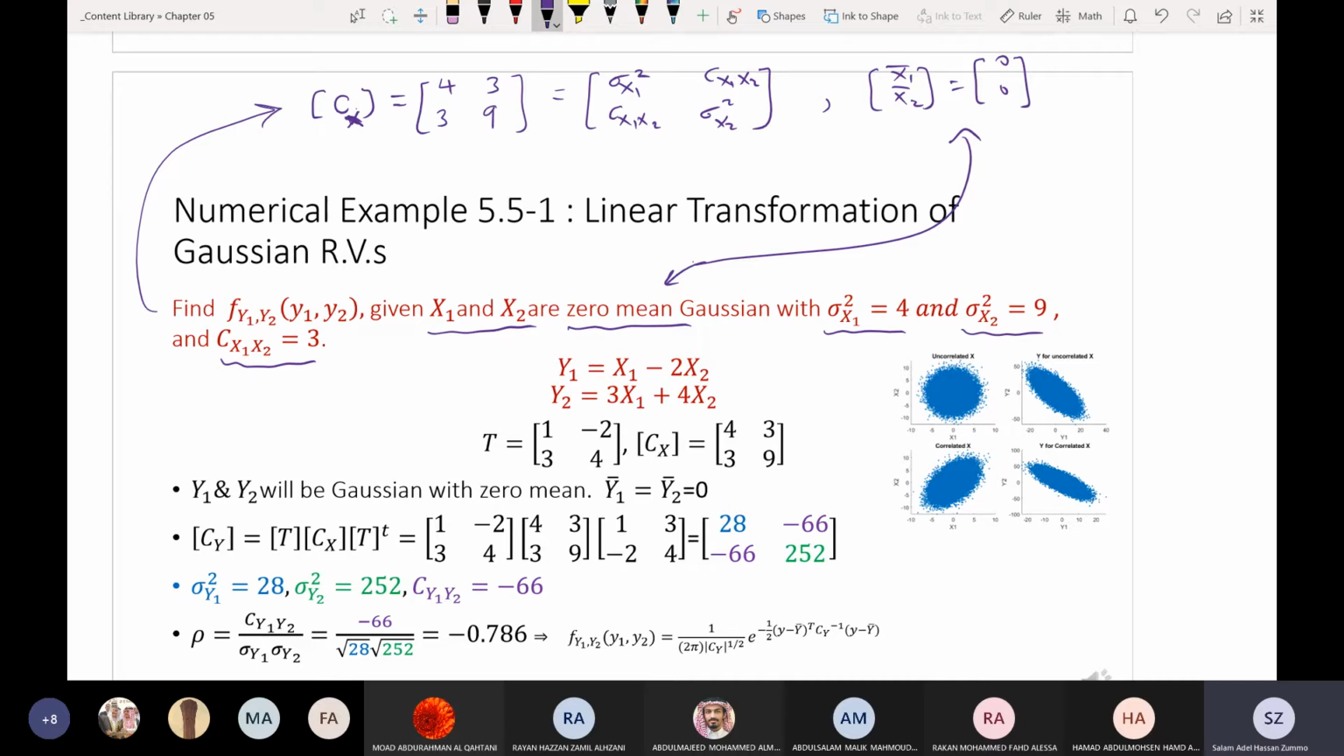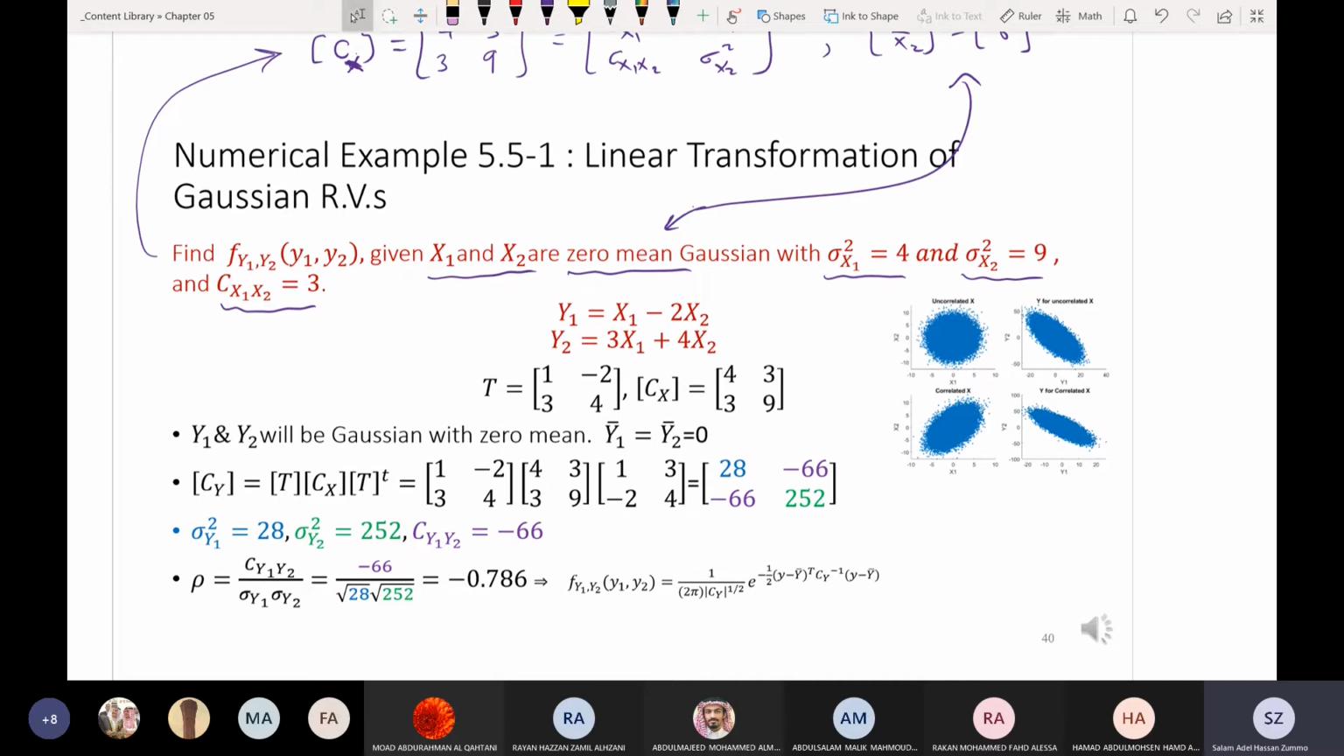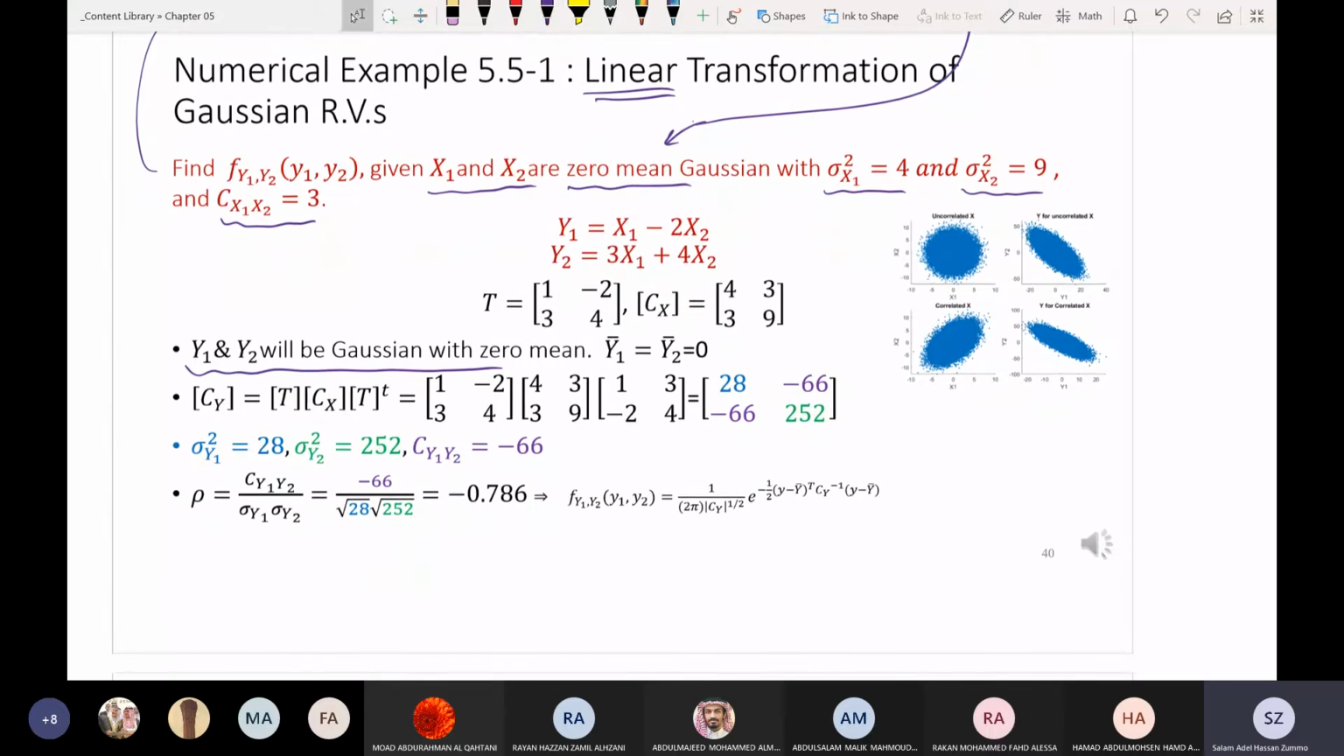Now, in order to find the PDF of y, I know that y1, y2 will be Gaussian because it's a linear transformation. We already told you that; we did not derive it. But we told you that if the input, x1, x2, are jointly Gaussian, then the output, y1, y2, will be jointly Gaussian. So in order to find the PDF of y, I know the shape of it, but I need the mean of y first, y1, y2.